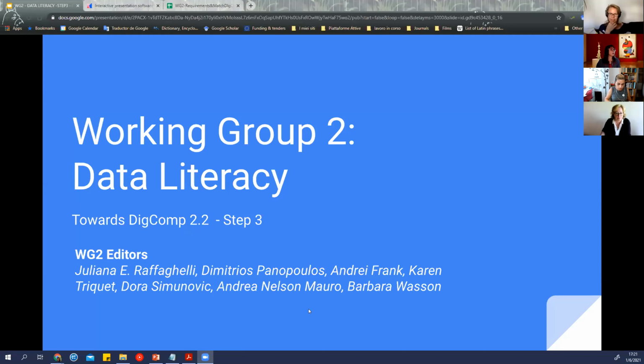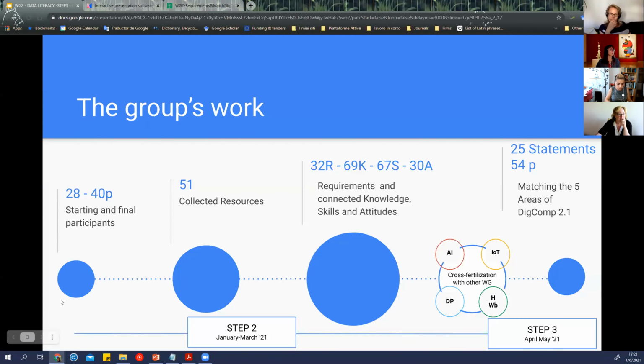Let me also mention the people that have been engaging very carefully as editors. One relevant thing is that we were 40 participants, and we collected 51 literature resources. We all contributed very actively, referring to publications and working documents produced by the members of the group. And then we generated 32 requirements, like scenarios of practice, data practices that are common for a normal EU citizen.